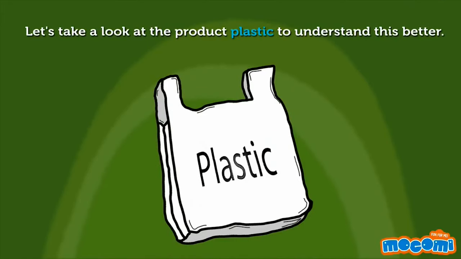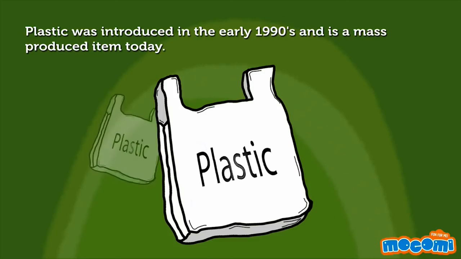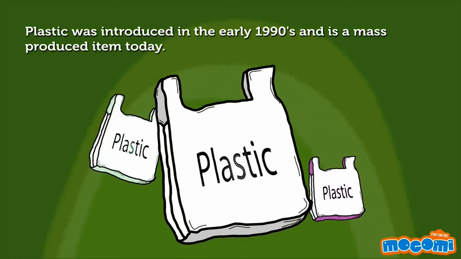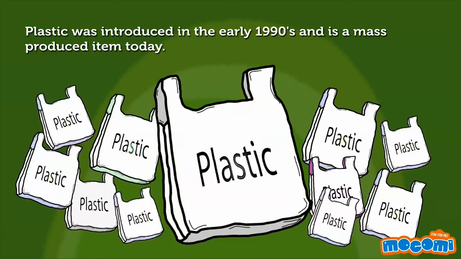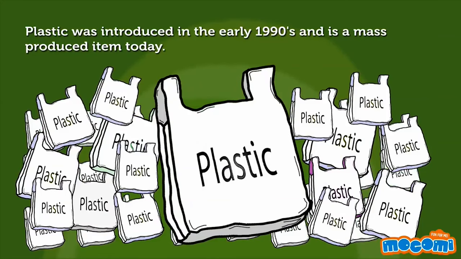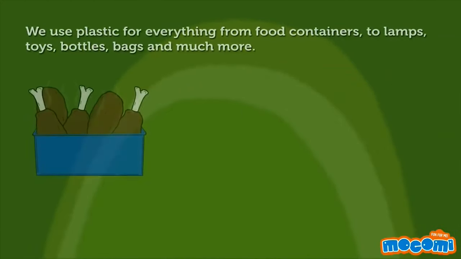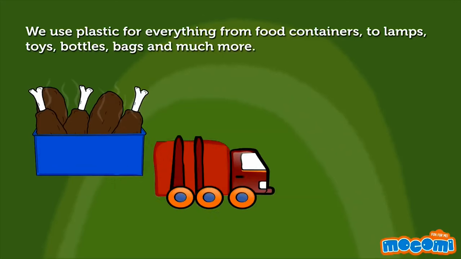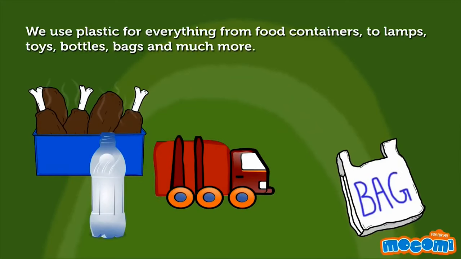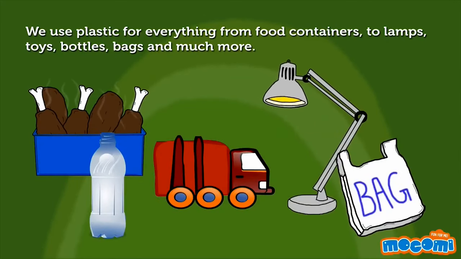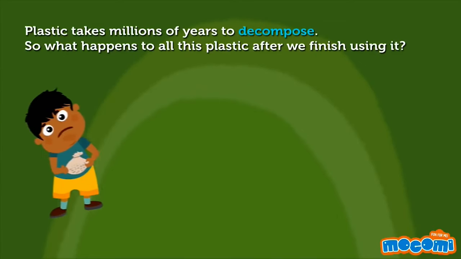Let's take a look at the product plastic to understand this better. Plastic was introduced in the early 1990s and is a mass-produced item today. We use plastic for everything from food containers to lamps, toys, bottles, bags, and much more. Plastic takes millions of years to decompose.